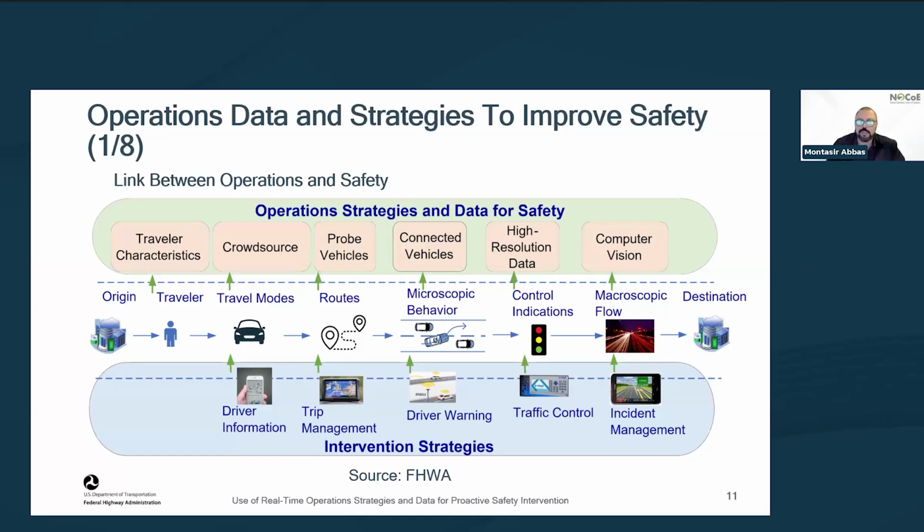And then when we look at the macroscopic flow, we can use computer vision and video analytics and so on. So we can get, for example, safety surrogate measures and so on. And that also gives the opportunity to do some incident management until the traveler makes it, hopefully, safely to the destination. Next slide, please.